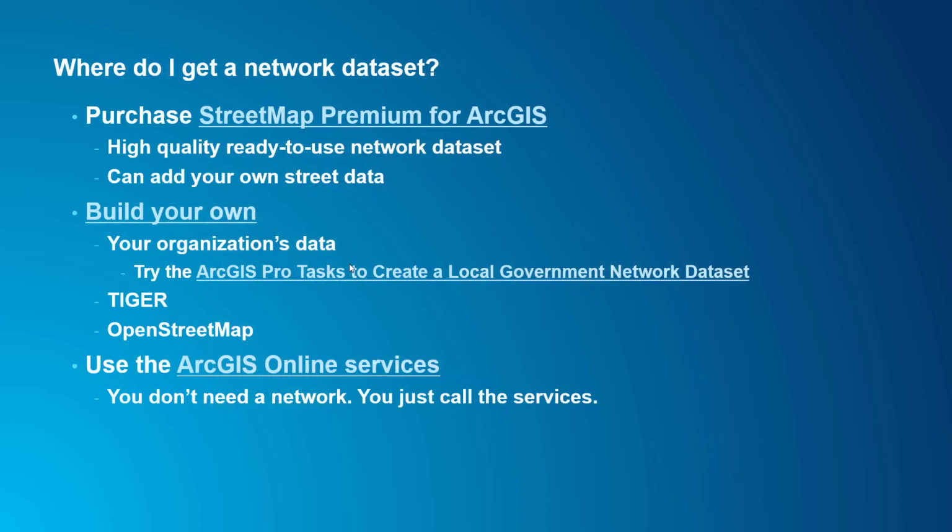Where do you get a network dataset? You can purchase StreetMap Premium, which includes a high-quality network dataset for your selected country or region. You can also purchase the StreetMap Premium Custom Roads product, which includes the StreetMap Premium data as well as the flexibility to add your own roads or attributes to the dataset. The Custom Roads option might be useful to you later if you want to add transit schedule data to your network dataset, but we'll talk about that in a later video.